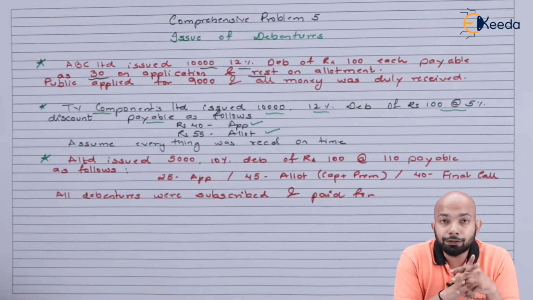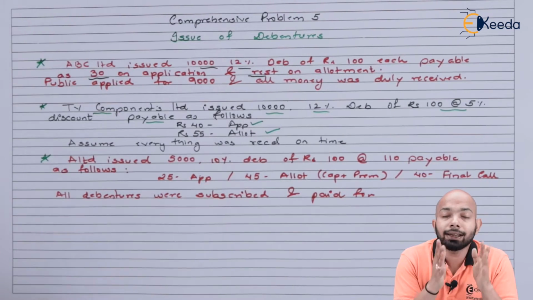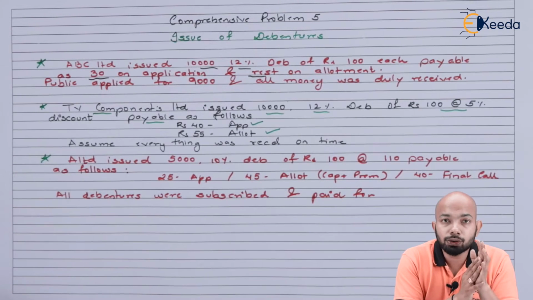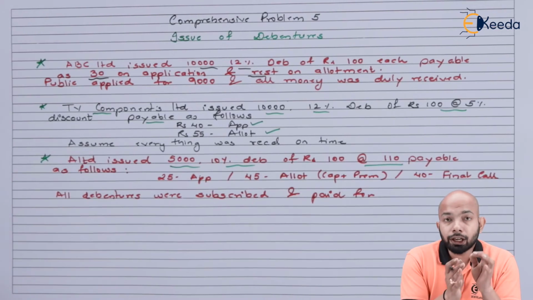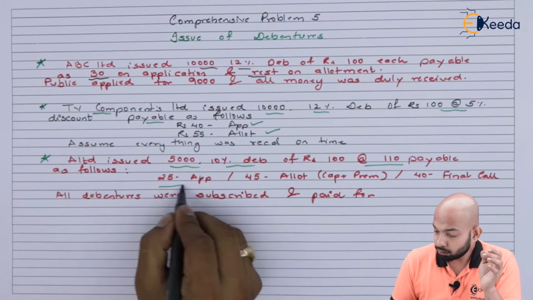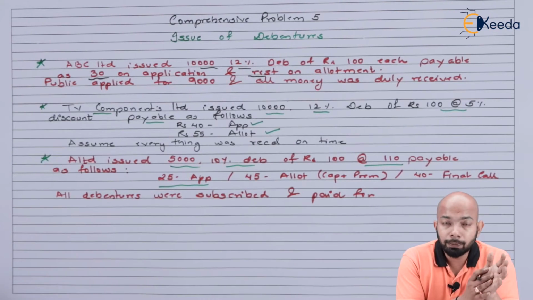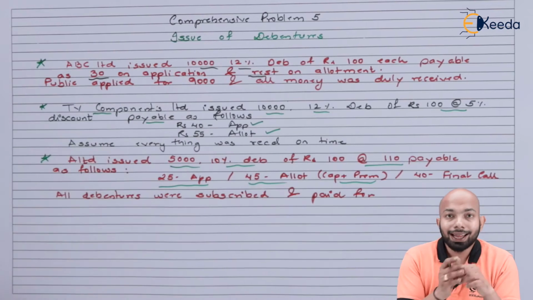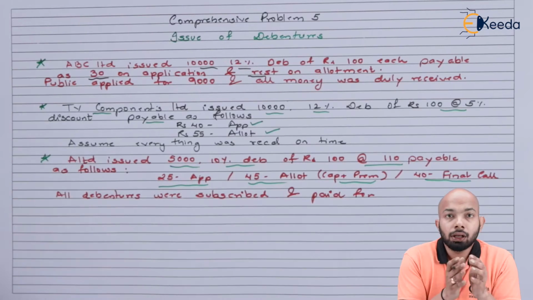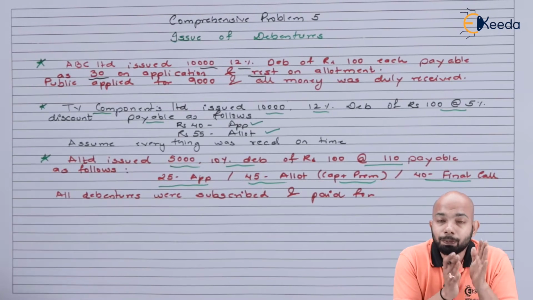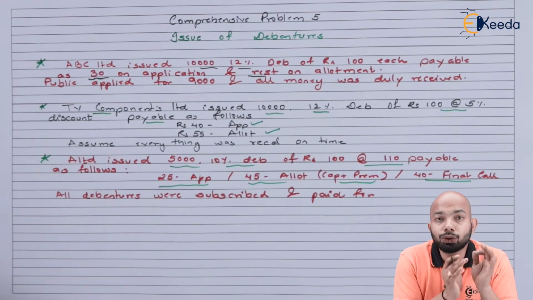The next case refers to A Limited, who issued 5,000 debentures of rupees 100 at 110, which were payable as follows. 25 was taken on application, 45 was taken on allotment, which includes capital plus premium, and rupees 40 was taken on final call. Assuming that all debenture holders paid their money, we have to pass the journal entries here. So this is case 3. Let's go on to the next case now.